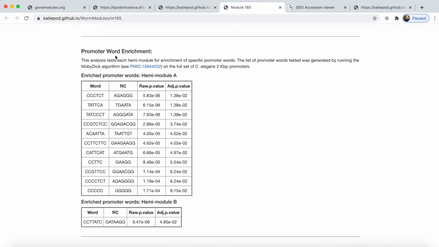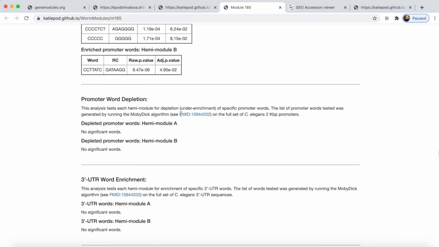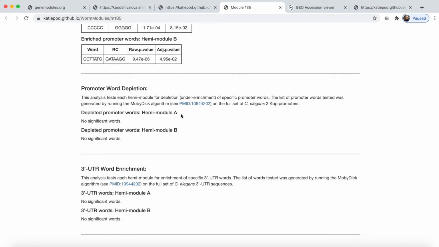So here is another method for identifying overrepresented sequences within gene promoters called Moby Dick. And these words provide another opportunity to identify regulatory factors in the module, especially if a transcription factor of interest to you is not one of the 108 that are known to Homer. Moby Dick was also applied to 3' UTR sequences because 3' UTRs contain important regulatory elements, including microRNA and RNA binding protein sites. None were found to be enriched in this particular module.